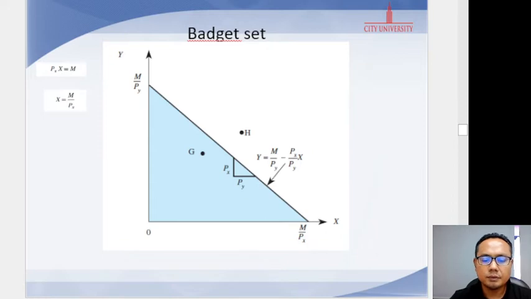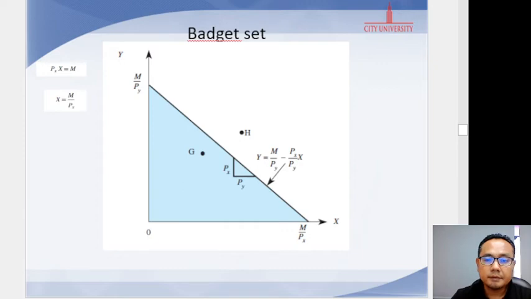So X equals M by Px. We manipulate this equation and just change it from one side to the other side. X equals M by Px. So this is why the horizontal intercept of the budget line is M by Px. That's why.